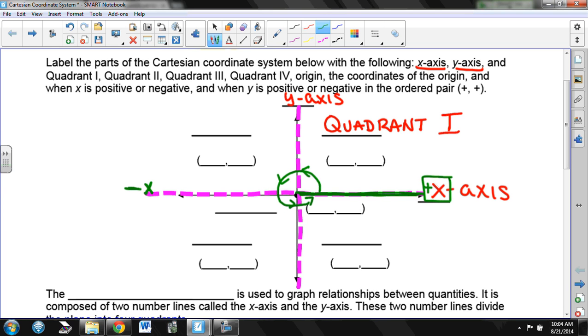In quadrant 1, to the right, we have positive x values, and upward is the positive y-axis, so we also have positive y values. To the right is positive x, to the left is negative x, upward is positive y, and downward will be negative y. So in the first quadrant, we're moving to the right, which is positive x, and up, which is positive y.